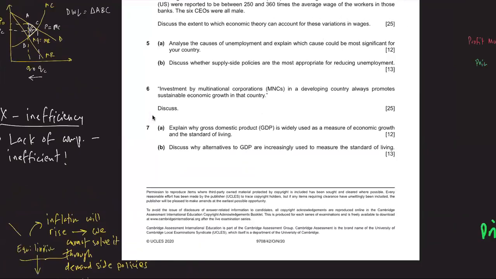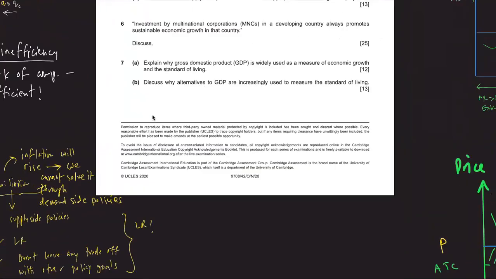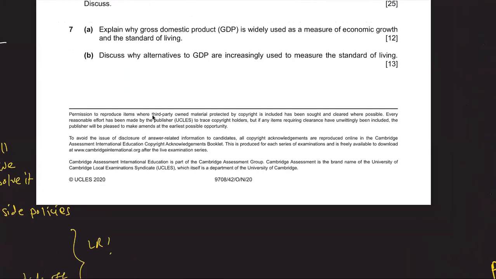Okay, guys, let's look at 7. Somebody was saying 7 is a good question. So explain why GDP is widely used as a measure of economic growth and standard of living. So it's a why question.